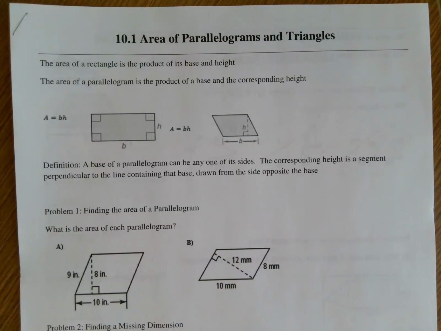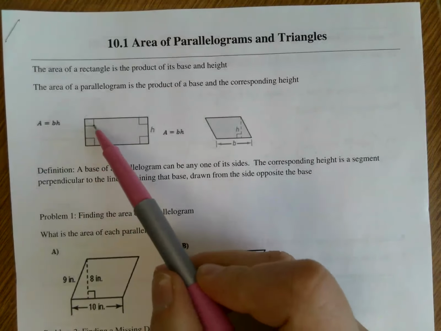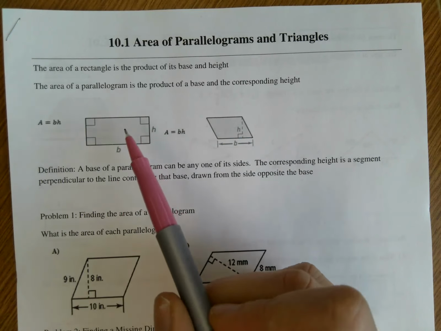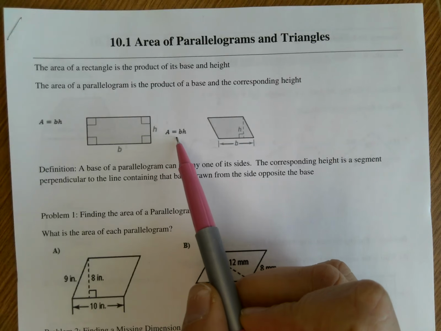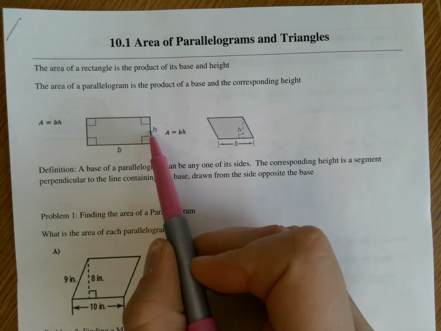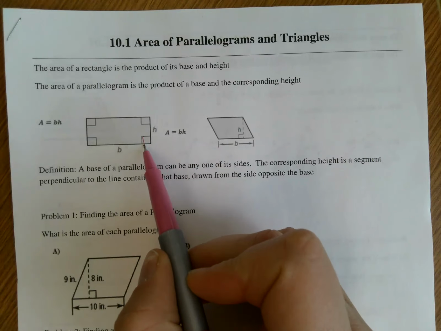Hello, welcome to chapter 10, area of parallelograms and triangles. So when we're talking about area, it's talking about the whole space in between the shape. When you're talking about a rectangle, usually you're pretty familiar with its base times height. Now when you're talking about the height though, the height always creates a 90-degree angle.